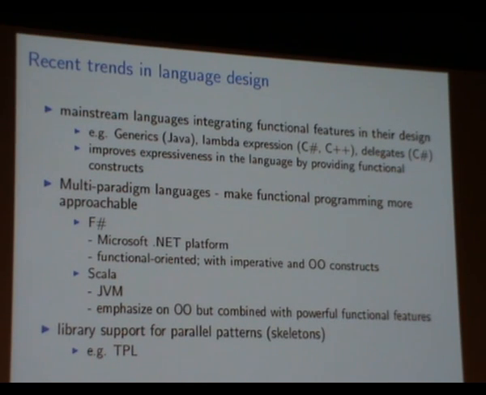The other trend is that there is a lot of library support for parallel patterns, also known as skeletons. Skeletons mainly abstract parallel computation by hiding low-level details and providing a familiar interface to the programmer. For example, we have TPL and many other skeleton libraries.